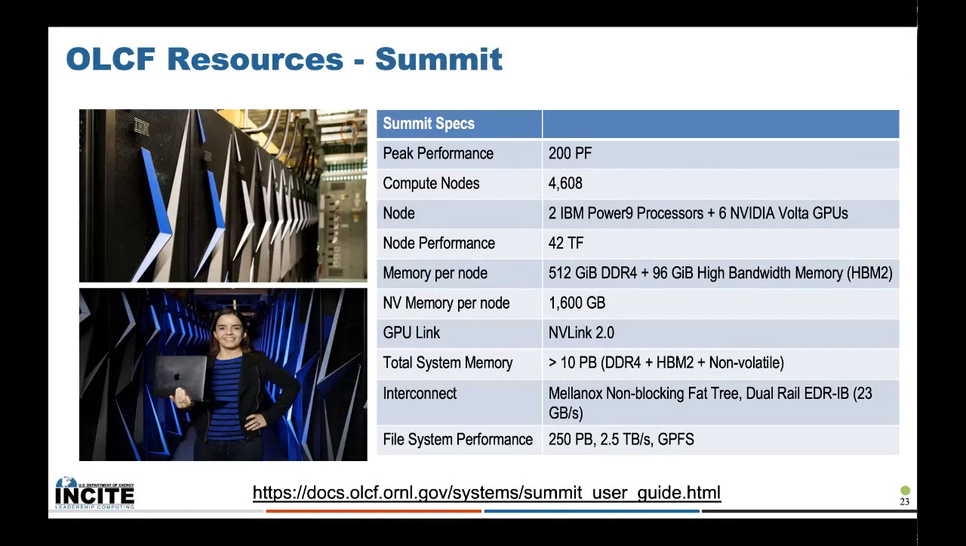The CPUs and GPUs are connected through NVLink 2.0, and the nodes are connected through a Mellanox dual-rail InfiniBand interconnect. The topology is a non-blocking fat tree. And for the storage, we have our GPFS file system. The size of the system is 250 petabytes. And of course, you can read more details if you follow the link on the bottom of that slide to the Summit user guides.